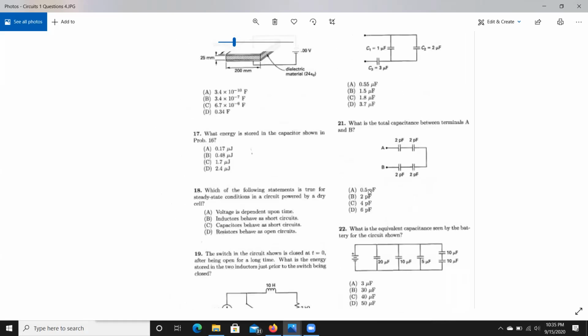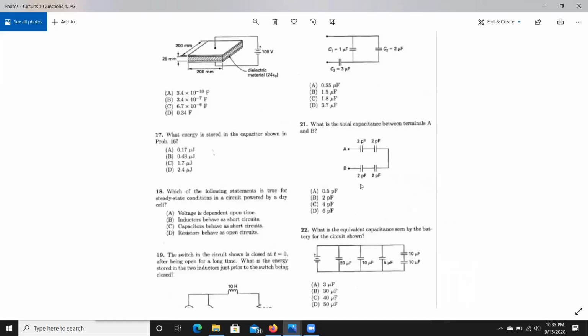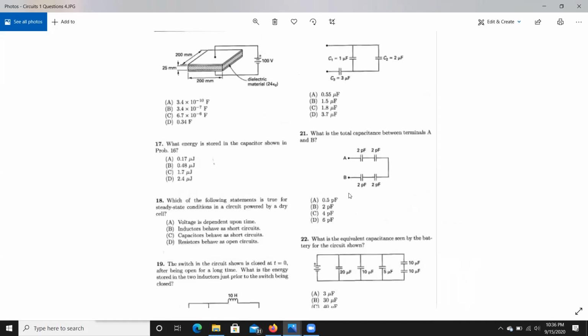A lot of these seem pretty straightforward. Like this one: total capacitance. These are all in series. So half of this is 1, half of this is 1. Add them together. No, you don't add them together. Also, you don't have to do the math. A is the only one that's less than 2 picofarads, because it can't be greater.